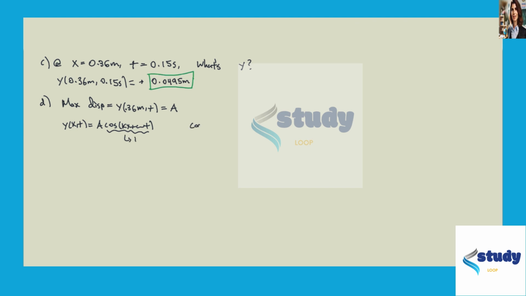And we know that cosine of theta is equal to 1 when theta is equal to n times 2 pi, where n is some integer. So 0, 1, 2, or even -1, -2, -3, etc. So what we need to pretty much find is when kx plus omega t is equal to n times 2 pi, but also at a time after 0.15 seconds when this has happened.